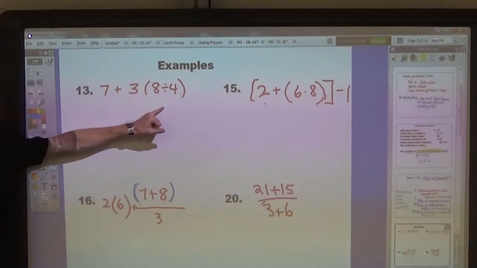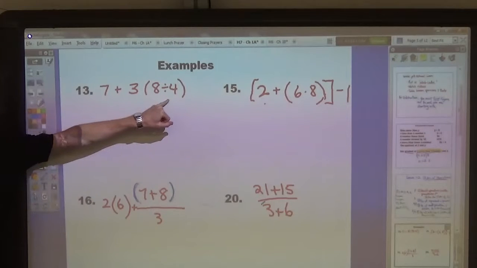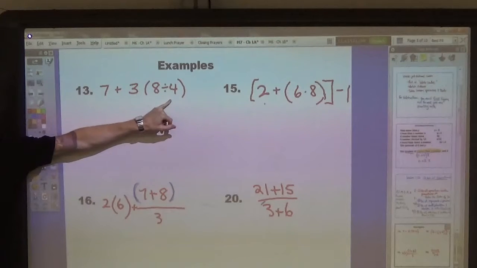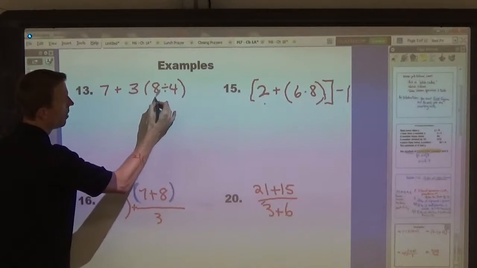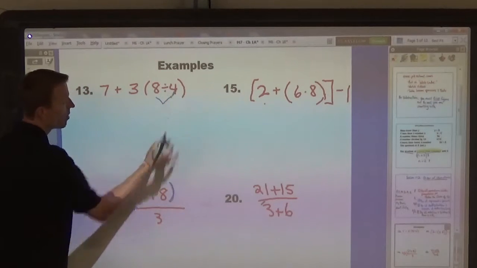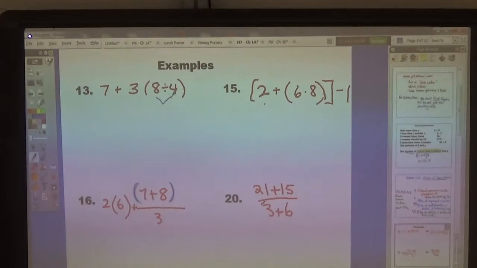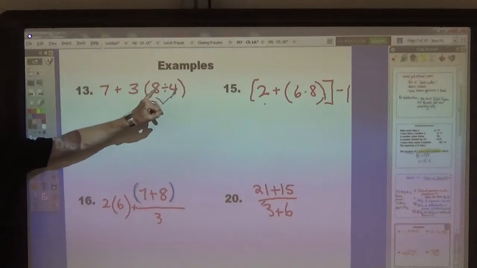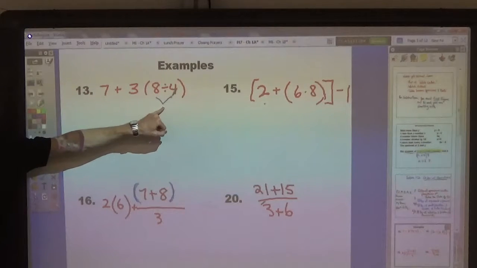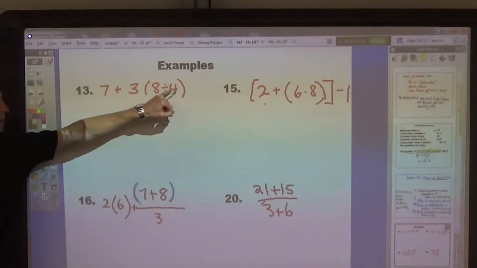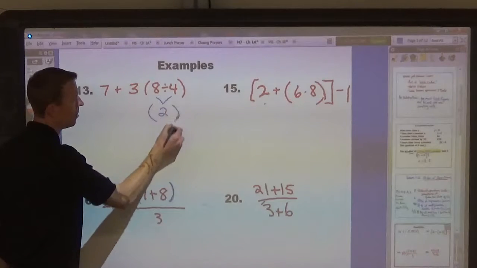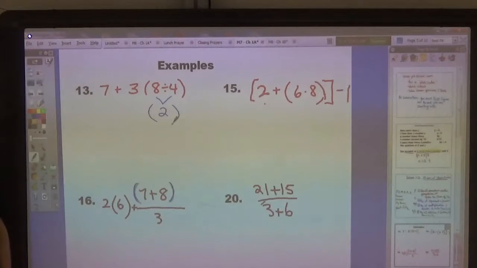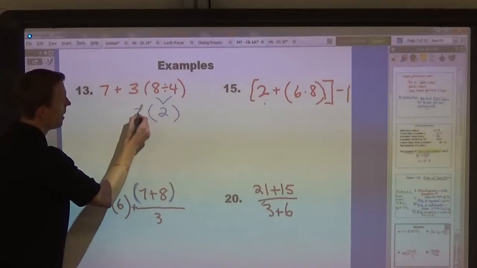So, starting with this one, work in parentheses first, and simplify in the parentheses. When you're working out these problems, you should write the answer right underneath the problem that you're doing. I like to use a little arrow to show that this part is done. I'm working out this problem. 8 divided by 4 is 2. Now, the parentheses, and then bring down what's left.